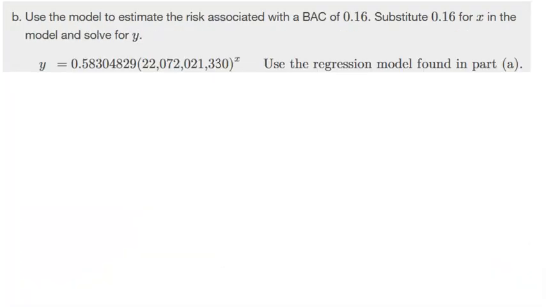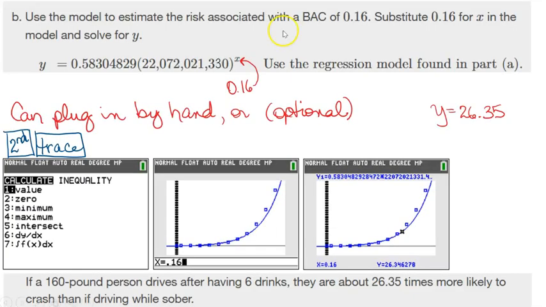Then the second thing they asked us was to use the model to estimate the risk associated with a blood alcohol content of 0.16 by putting 0.16 in for X in the model equation that we have and solve for Y. Now, here's that equation that we just had on the previous page. All they want us to do is just put 0.16 in the place of X. So we definitely can do that by hand. I mean, you can type this whole thing in on the main screen of your calculator and just put a 0.16 right there. And that's going to give you 26.35 if you do.